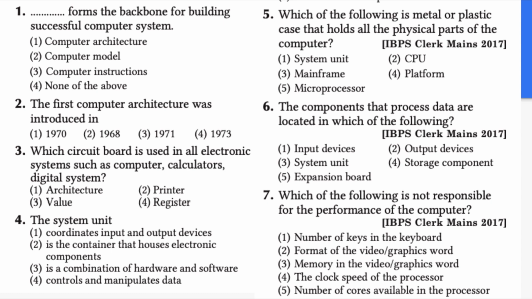Very important question asked in IBPS Clerk Mains 2017. Options are 1. Number of keys in the keyboard, 2. Format of the video graphics word, 3. Memory in the video graphics word, 4. The clock speed of the processor, 5. Number of cores available in the processor. Among the options provided, the factor that is not responsible for the performance of the computer is Option 1. Number of keys in the keyboard.